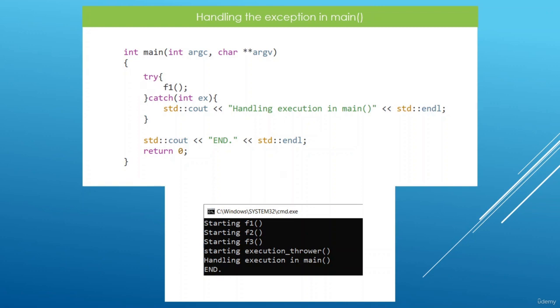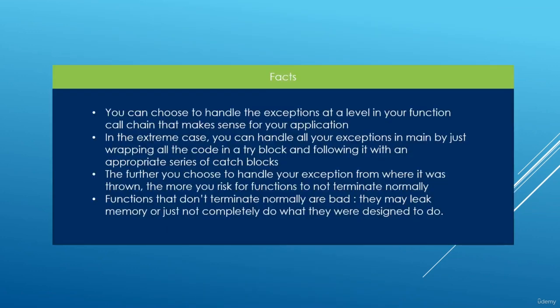Now, this is really what I meant by saying that it is possible to handle exceptions at different levels in your chain of function calls. But there are a few things you should keep in mind. You can choose to handle your exception at whatever level you want in your chain of function calls, but in the extreme case, it is possible to handle all your exceptions in main by just wrapping all the code in a try block and handle all your exceptions in main.